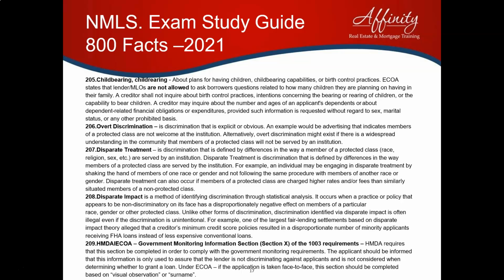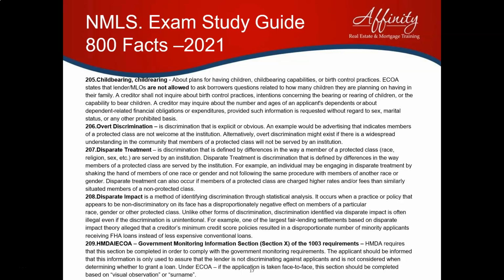HMDA v. ECOA. Government monitoring information is Section 10 of the 1003 at the moment. HMDA requires that this section be completed in order to comply with the government monitoring requirements. The applicant must be informed that this information is only used to assure that the lender is not discriminating against applicants and is not considered when determining whether to grant the loan or not.